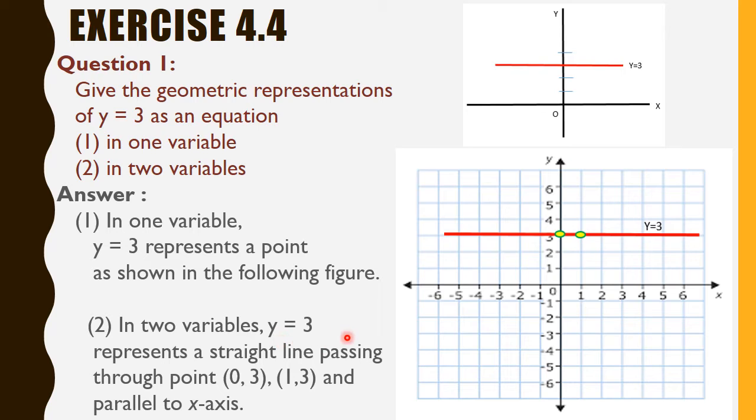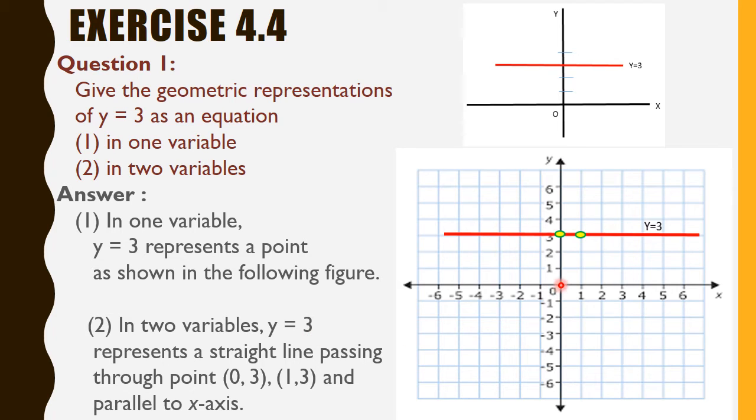Here, y equals 3 represents a straight line which passes through the points (0, 3), (1, 3), (2, 3) and so on, and is also parallel to the x-axis. In the introduction video, you have already learned about parallel axes. So we can see that for y equals 3, take any value of x and put it in this equation, you will get y equals 3.